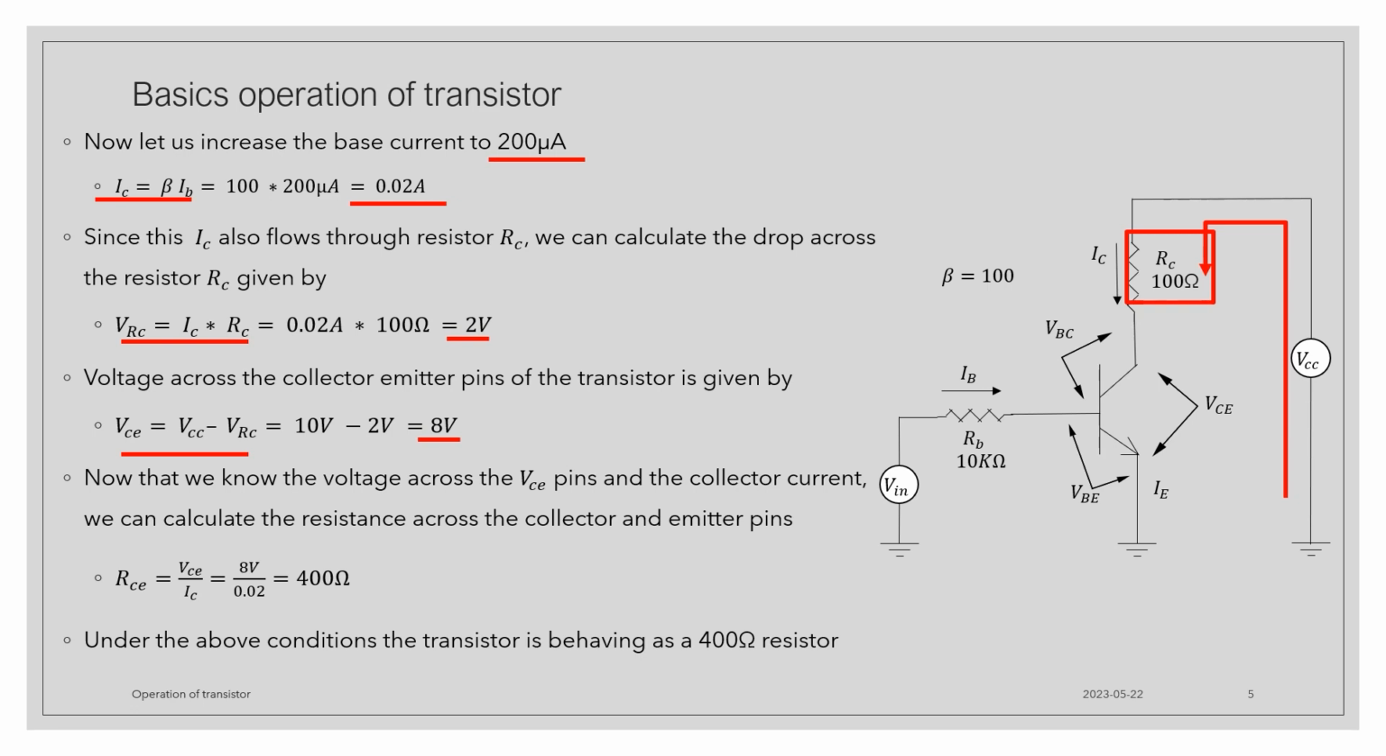Knowing these values, we can now calculate the internal resistance of the transistor, RCE. RCE is equal to VCE by IC, that gives us 400 ohms. We can safely say that when the above conditions are present with a base current of 200 microamps, the transistor behaves like a 400 ohm resistor.